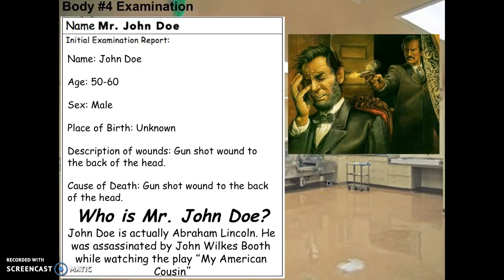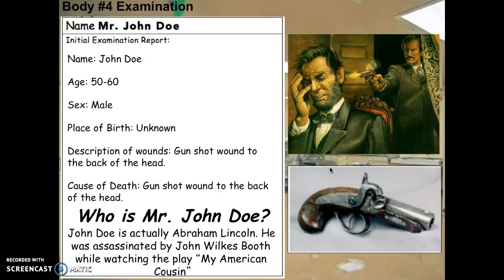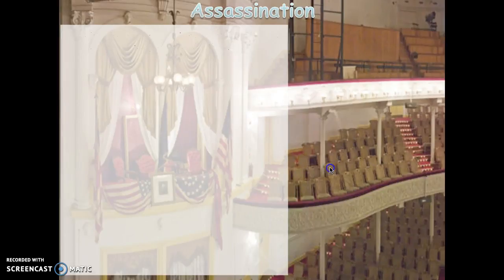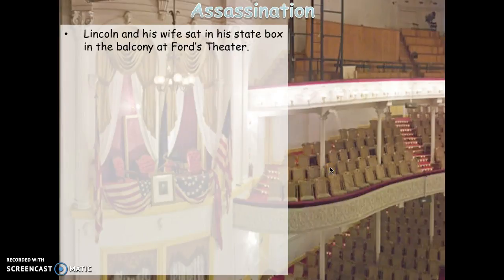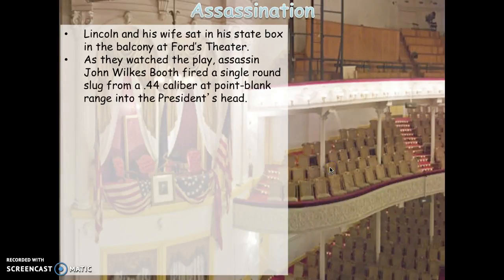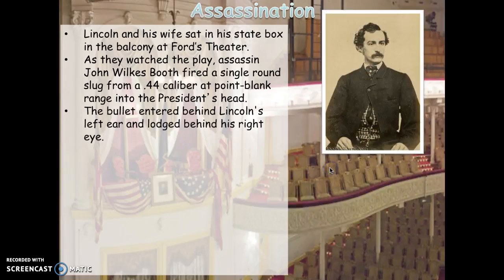He was assassinated by John Wilkes Booth while watching the play My American Cousin. Okay. Lincoln and his wife sat at the state box in the balcony at Ford's Theater. They watched the play. As they watched the play, assassin John Wilkes Booth snuck in from behind, fired a single round slug from a .44 caliber at point blank range into the president's head. There's John Wilkes Booth.